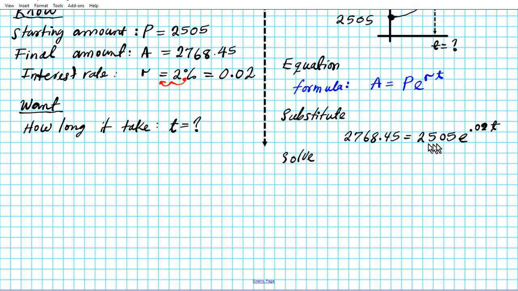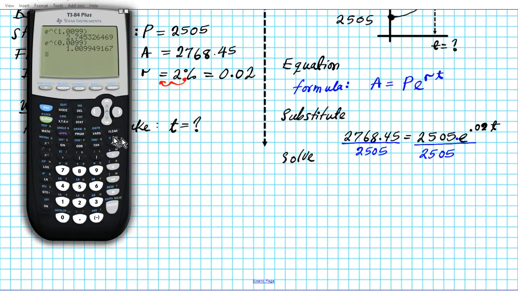We are going to get rid of this coefficient, 2,505, and then proceed from there. To get rid of this coefficient, this number is being multiplied by this exponential component here. So in order to undo that multiplication, we're going to use the inverse operation, which is division. So we'll divide both sides of our equation by 2,505. Now let's go ahead and bring out our scientific calculators and carry out the division calculation.